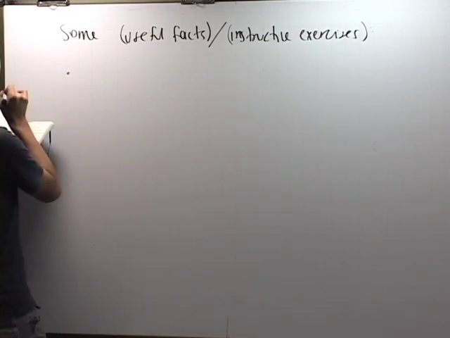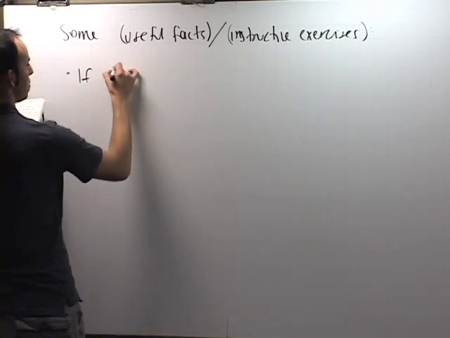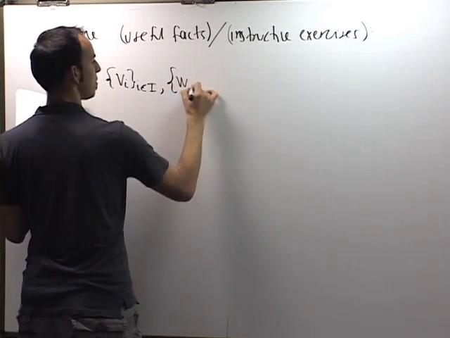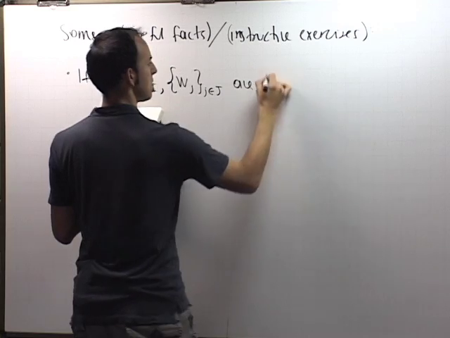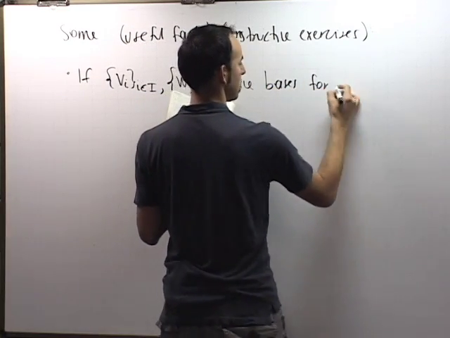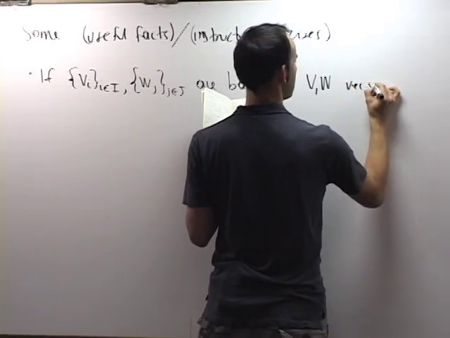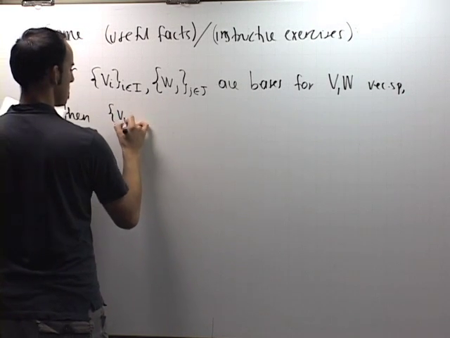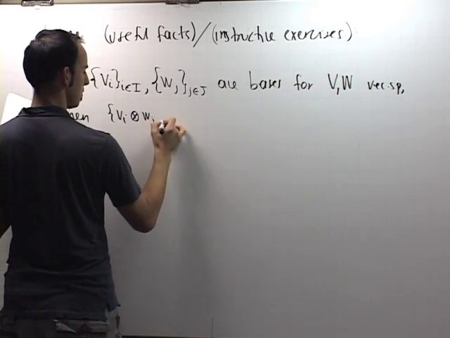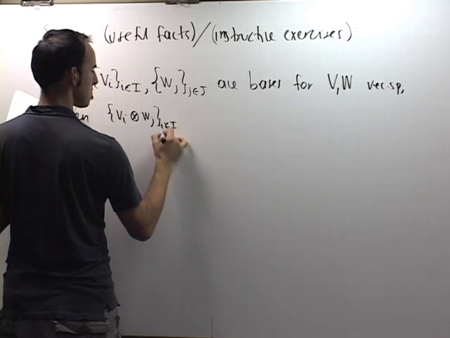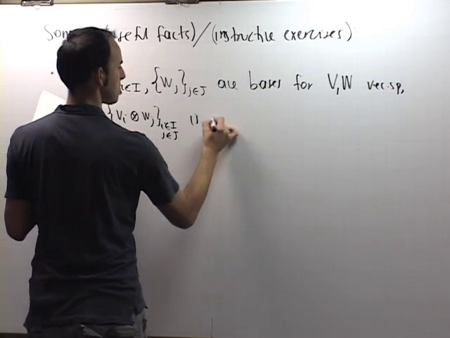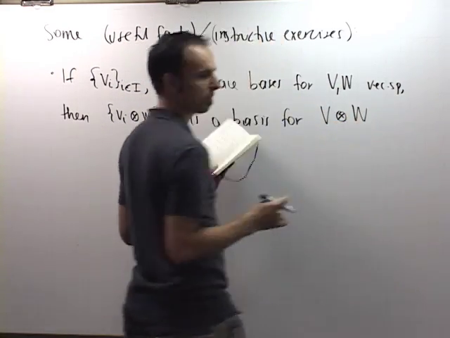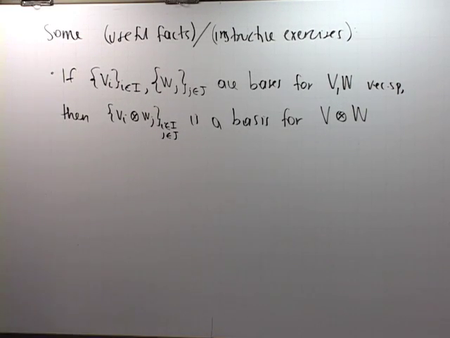So one, this is very important, and this you have to do in the homework: if you have a basis for V and W vector spaces, then you have a basis for the tensor product, which is taking the pure tensors like this. That's a very powerful thing.